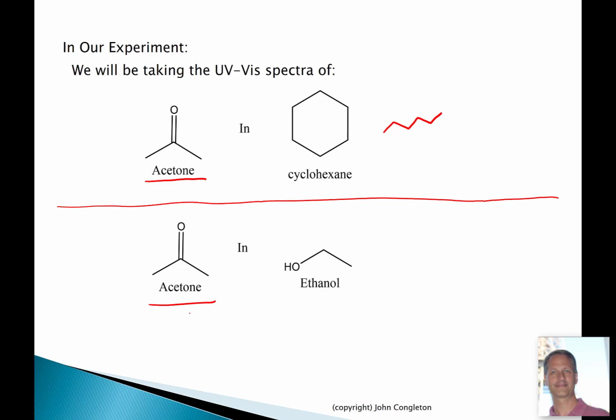And then we'll take a look at acetone in something that has hydrogen bonding. So ethanol is one of our common choices. Sometimes we might actually use water here too, depending on what we want to do in that part of the experiment. But in any case, we're doing a nonpolar versus a polar solvent.